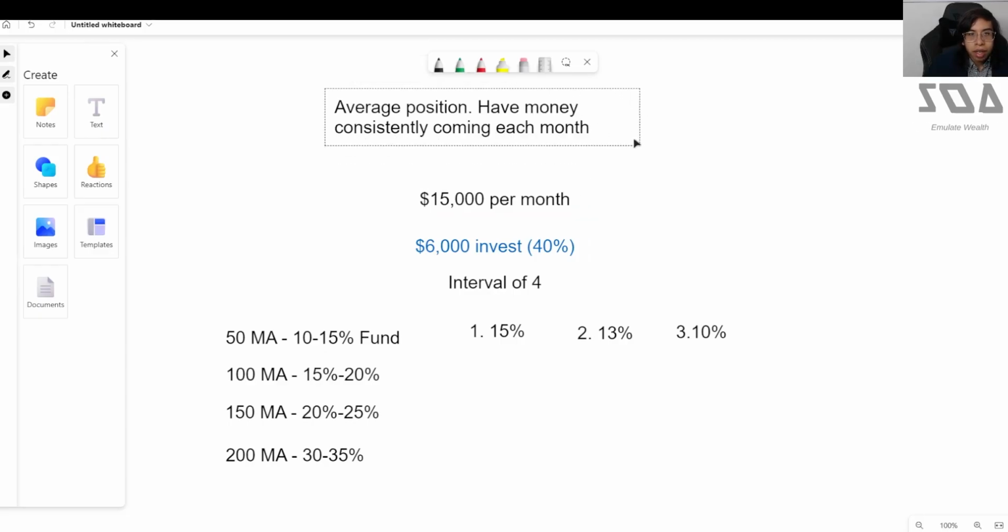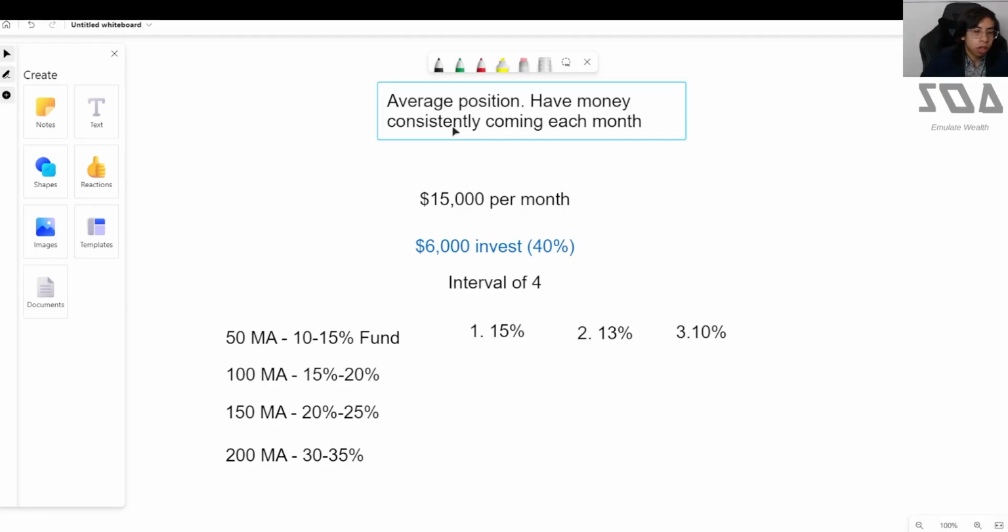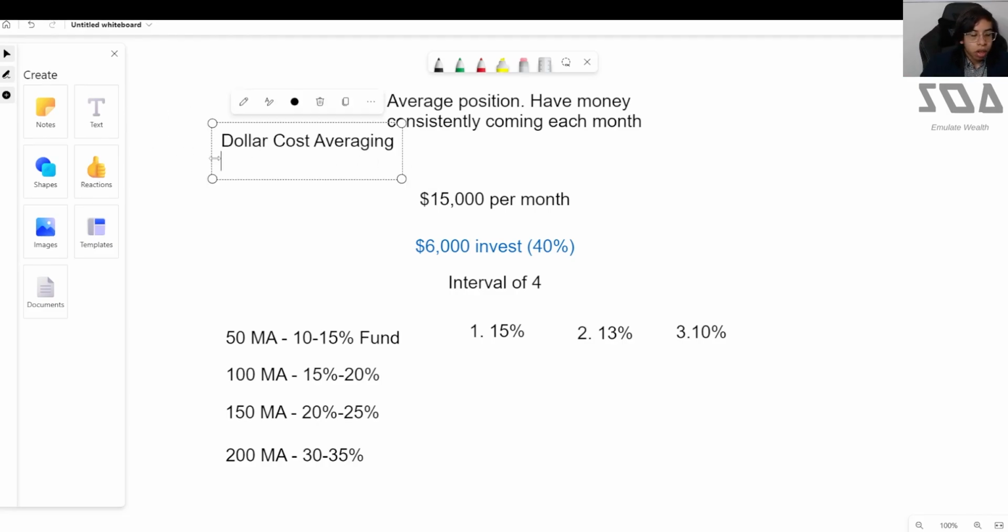If you don't have money consistently coming each month, but you have it maybe every 2 or 3 months, if your business or whatever you do works like that, like you don't get your money in a month, you get it in 2 months, then I don't recommend you average position. I recommend you just do dollar cost averaging, right? So net in total out of all this, dollar cost averaging can be done whenever you get money, because that's the point.